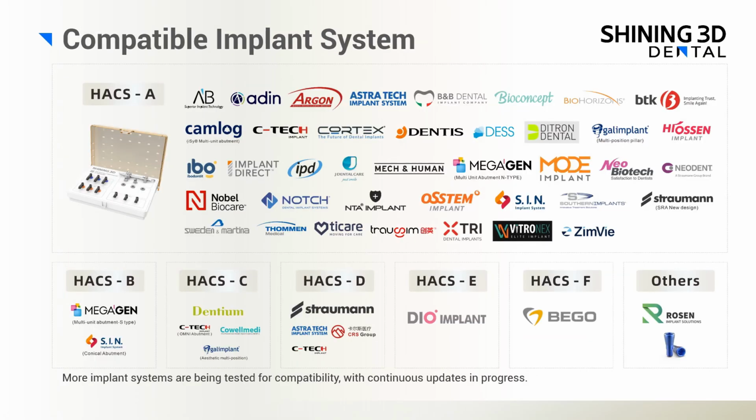This slide shows the most updated compatible implant system for Aoralscan Elite. As you can tell from this chart, we now have high-accuracy coded scan body kit A, B, C, D, E, F, and others. More implant systems are being tested for compatibility with continuous updates in progress.